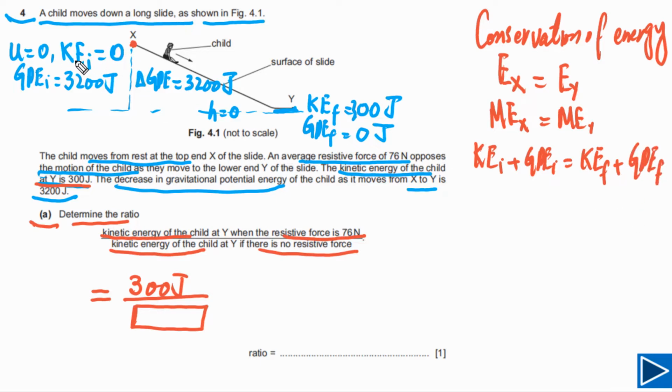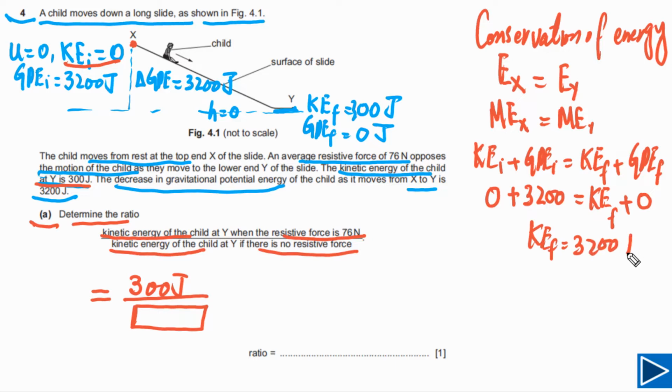Kinetic energy initial is equal to 0. GPE initial is equal to 3200. KE final we need to find out, meaning the value of KE at point y. And GPE final at y is equal to 0. So the KE final is equal to 3200 joules when there are no resistive forces. So simply we can write down this is 3200.